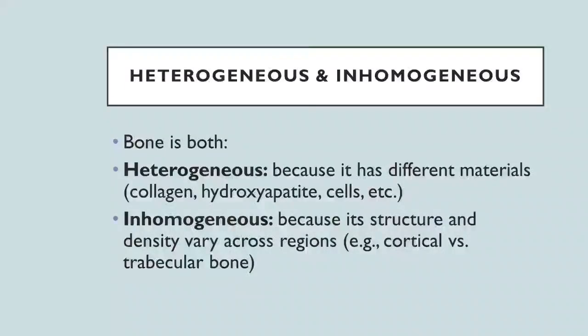Bone is both heterogeneous and inhomogeneous material because it has different materials such as collagens, hydroxyapatite, cells, etc. It is inhomogeneous because its structure and density vary across regions.